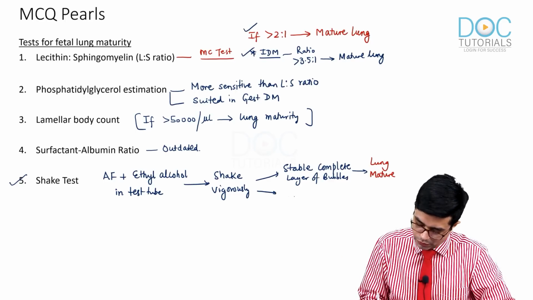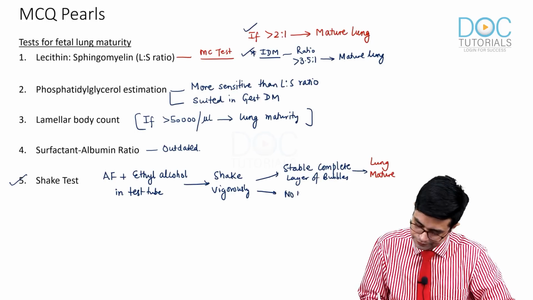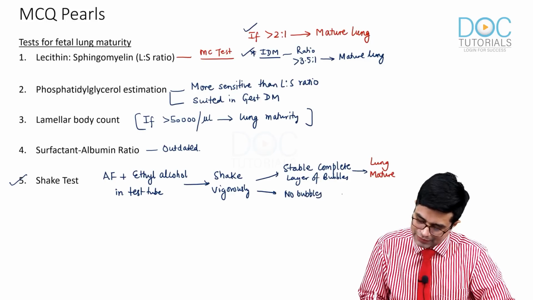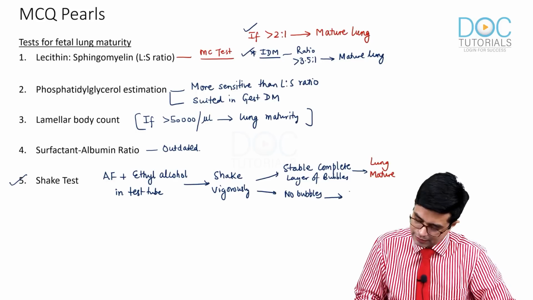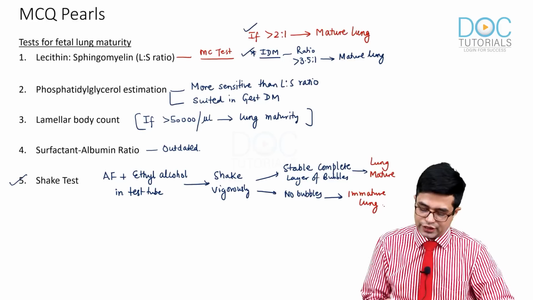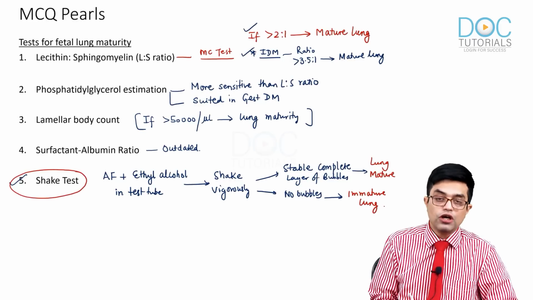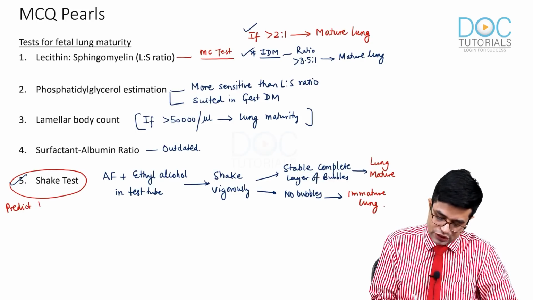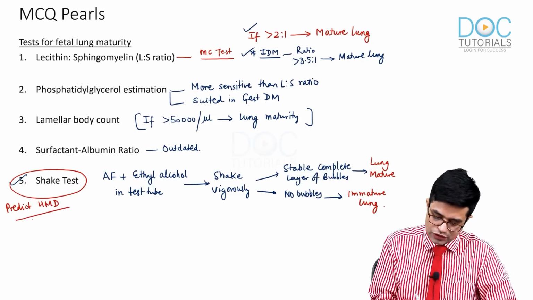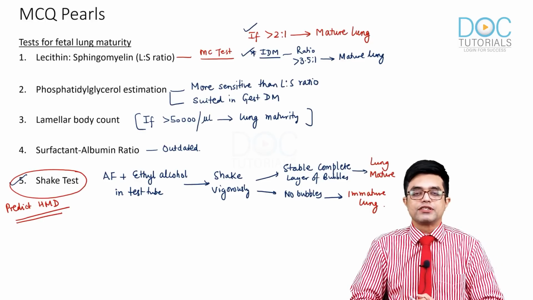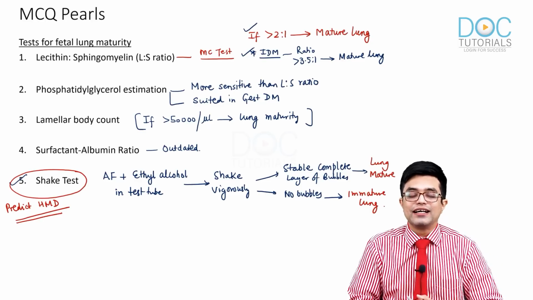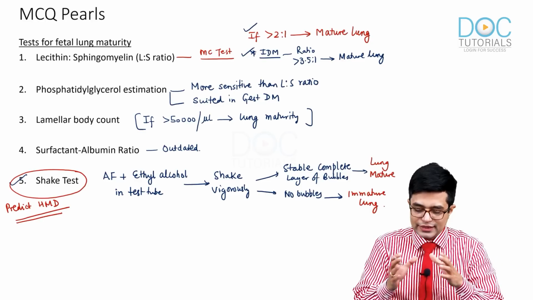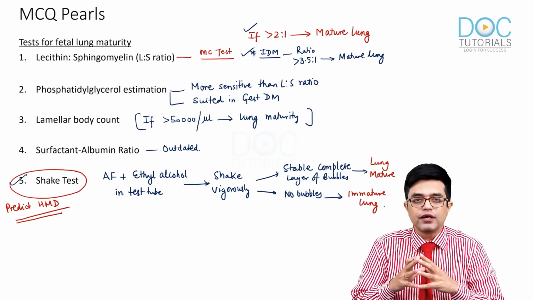And if there are no bubbles getting formed, or bubbles form and they collapse, then we say the lung is immature. Immature lung means the surfactant is relatively deficient. So the shake test is useful to predict the occurrence of HMD, and it is a useful bedside test which does not require any sophisticated laboratory equipment. So these are the 5 important tests for fetal lung maturity.